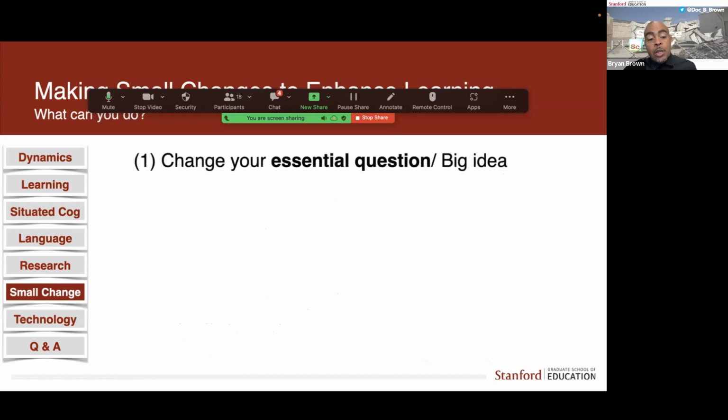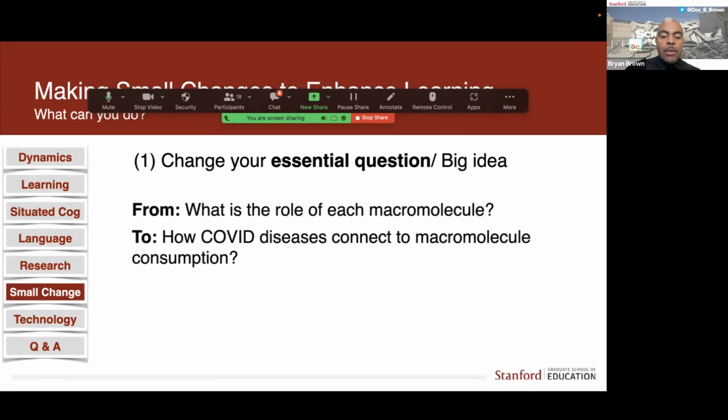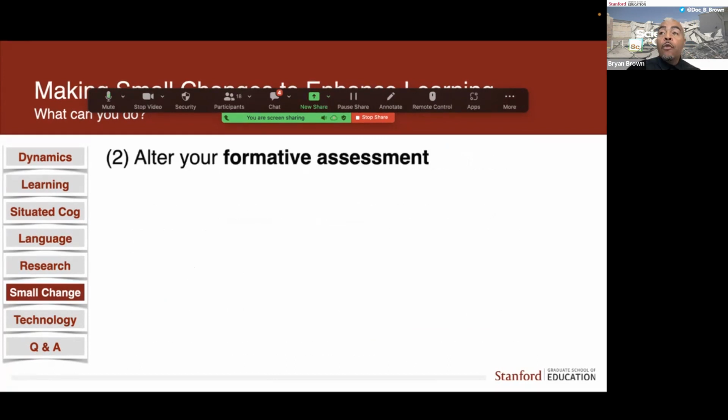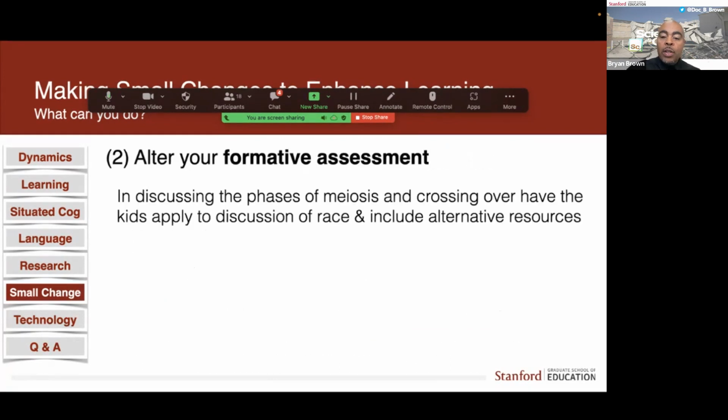Let's make small changes. A few small recommendations you can make. Make sure your big ideas for your lesson include things that students are going to see. We can talk about macromolecules, but let's embed it in the conversation that people are having. So maybe you're talking about the role of COVID and macromolecules in food consumption and how the way that we eat impacted so many people across the country. Change your essential questions.